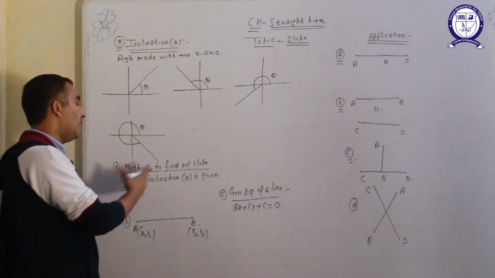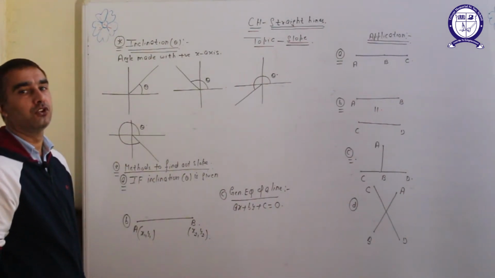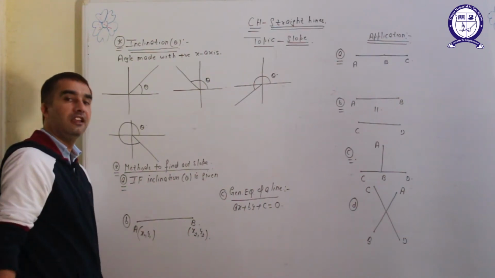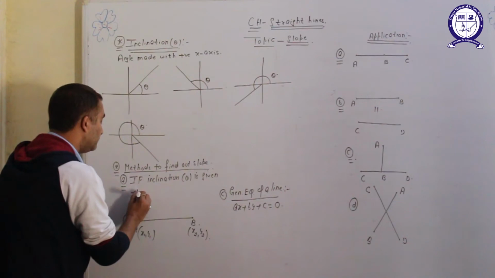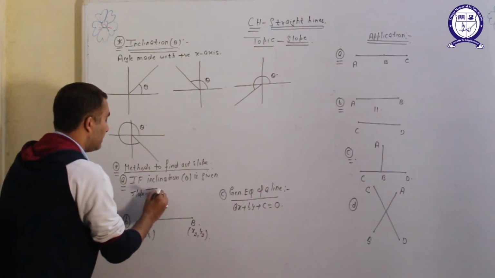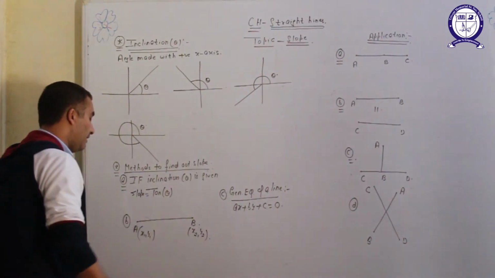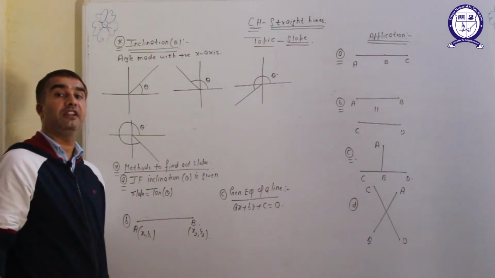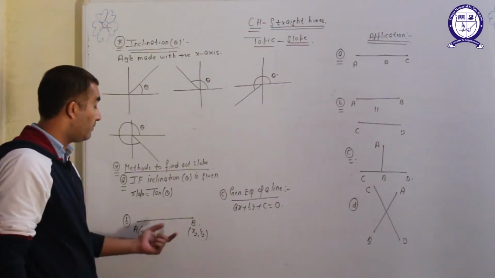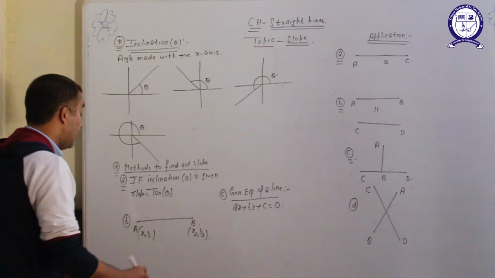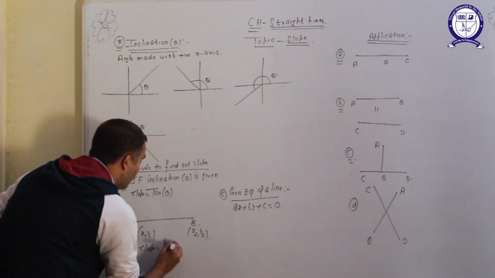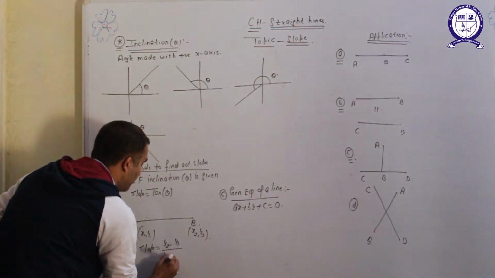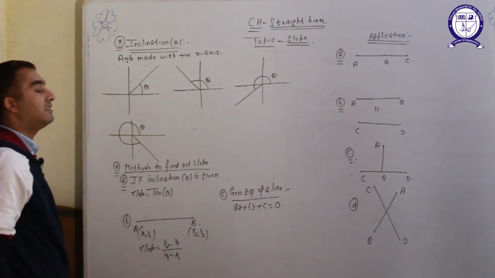After that, how many methods are there to find out the slope? There are three possibilities. If the inclination is given to you, then the slope will be the tangent of the inclination. If the endpoints of a straight line are given to you, that is x1, y1 and x2, y2, then the slope will be equal to (y2 minus y1) upon (x2 minus x1).